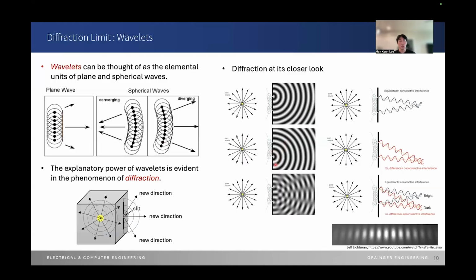Same thing goes here, where we see a single wavelet passes through and it will create this circular pattern over the space. However, when they are interacting with each other, this interference pattern forms. When these two waves come together in the same phase, this is what we call constructive interference. When two waves cancel each other, this is what we call destructive interference. This is why we see fringes: bright area, dark area, bright area, dark area, and so on.